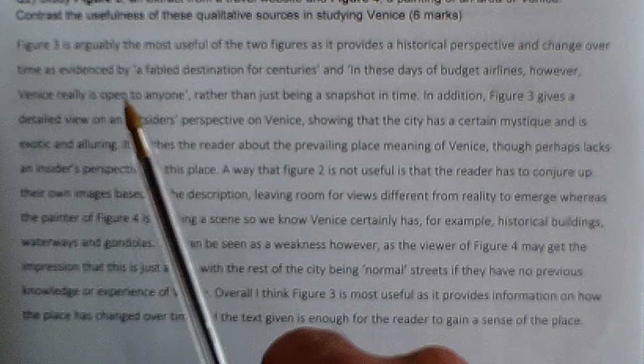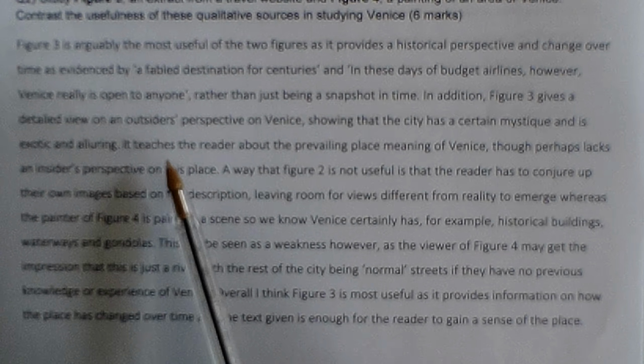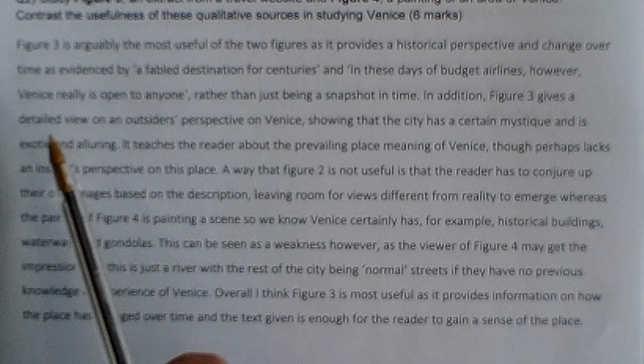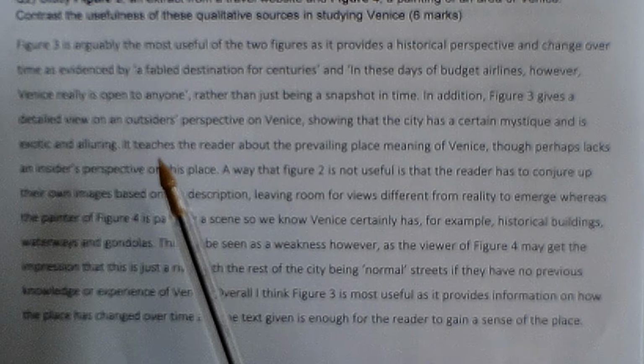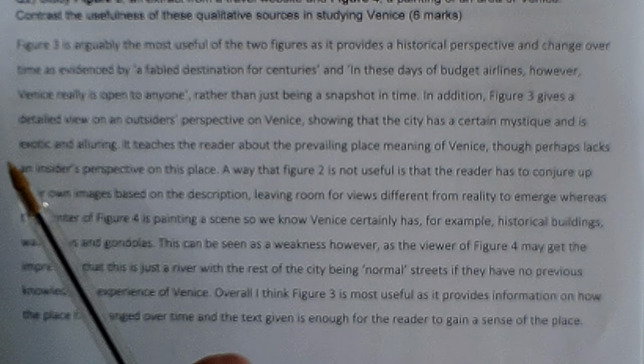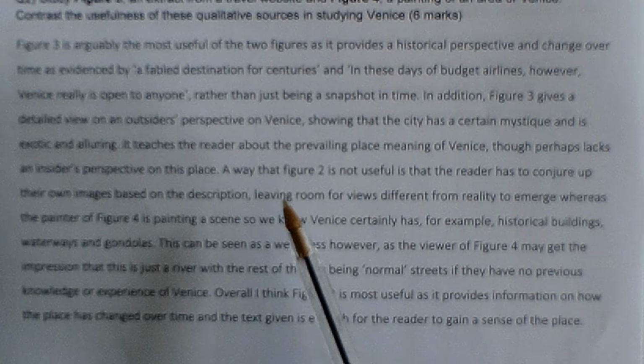In addition, figure 3 gives a detailed view on an outsider's perspective of Venice, showing that the city has a certain mystique and is exotic and alluring. It teaches the reader about the prevailing place meaning of Venice, though perhaps lacks an insider's perspective on this place.